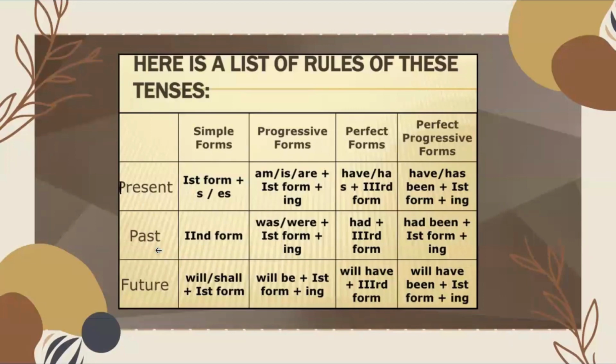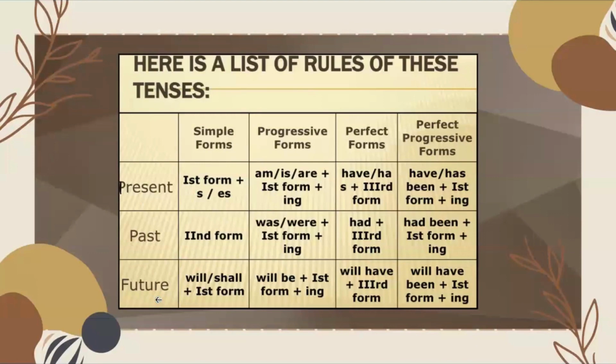In simple past forms, we use the second form of verb. In past progressive or past continuous forms, we use the auxiliary was or were plus the first form including ing. In past perfect forms, we use the auxiliary had plus the third form of verb. Whereas in past perfect progressive forms, we use the auxiliary had been plus the first form of verb including ing.